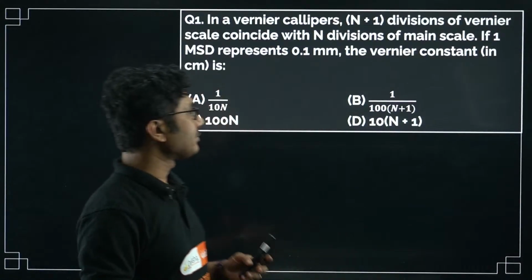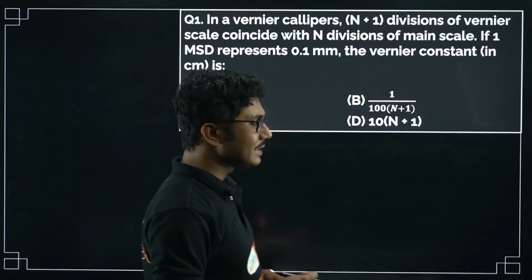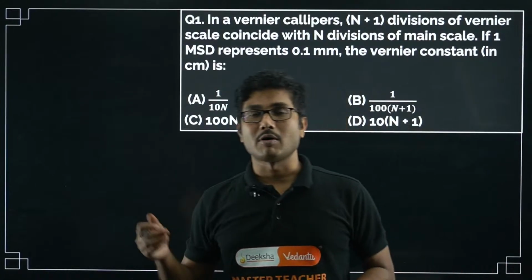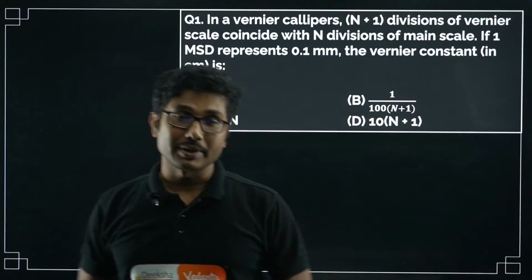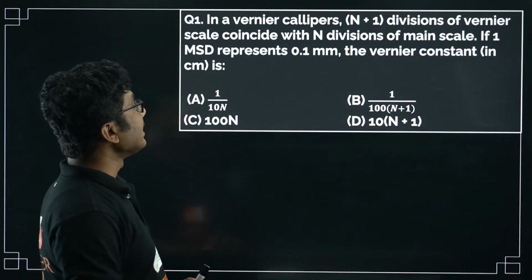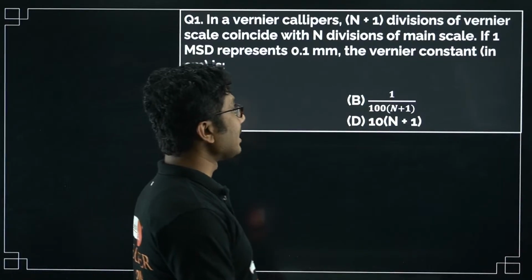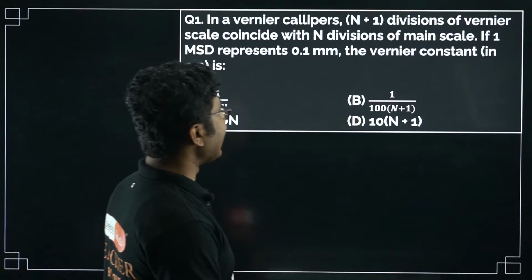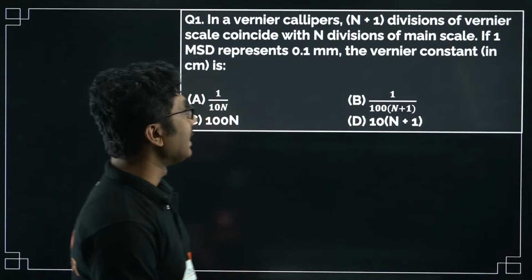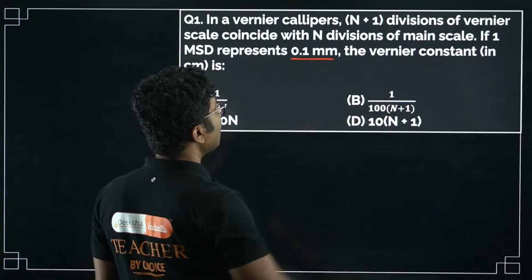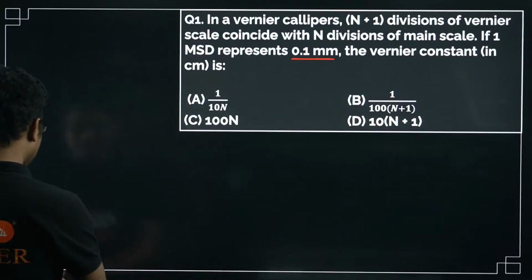But today we will see that those were actually practical based questions. We have taken a few questions from a lot of different places, from some of your manuals, from previous year NEET questions, and some from your KCET question paper as well. So let's see the first question here. In a vernier calipers, n+1 divisions of the vernier scale coincide with n divisions of the main scale. If 1 MSD represents 0.1 millimeter, the vernier constant in centimeter is?